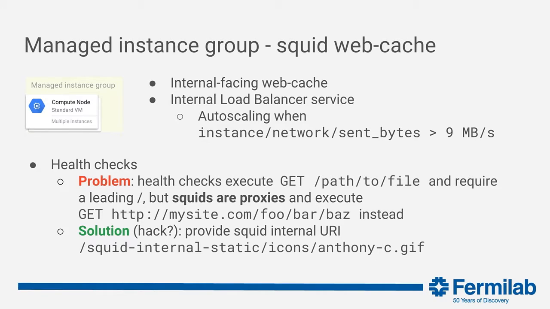Okay, and so we had a managed instance group doing Squid web caching. If there's anything that we know cloud providers are terrific at, and Google's terrific at, it's web, right? So it's an internal-facing cache using the ILBs, and we set it to auto-scale, probably conservatively, when the rates went above 9 megabytes per second. And I'll give you some more stories as I go on.